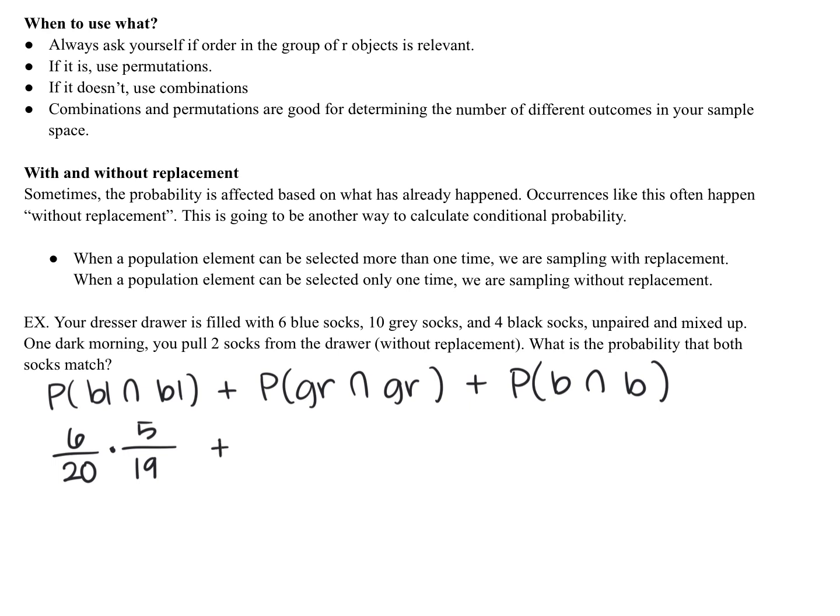Then for my 2 gray, 10 out of 20 are gray. So that's my probability for my first sock. For my second sock, it would then be 9 out of 19. And then for my black socks, 4 out of 20 times 3 over 19.